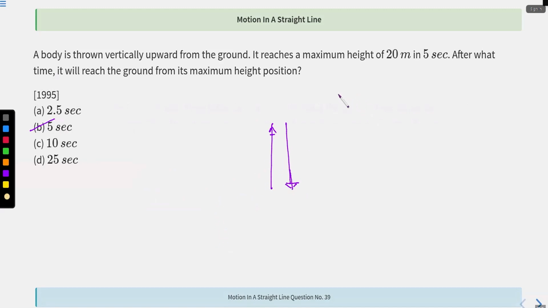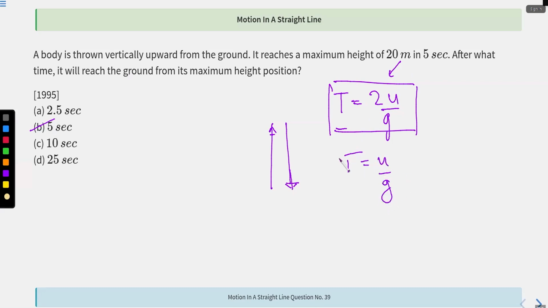It's a simple thing because the time taken by a particle to go up and down is 2u by g, right? And for maximum height, it is u by g. This is for maximum height, and this is for a total round trip. So the amount of time it takes going up, the same time it will take to come down also. That's why it's option B, which is 5 seconds.